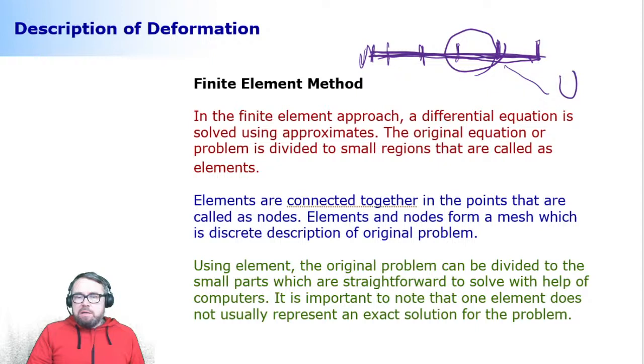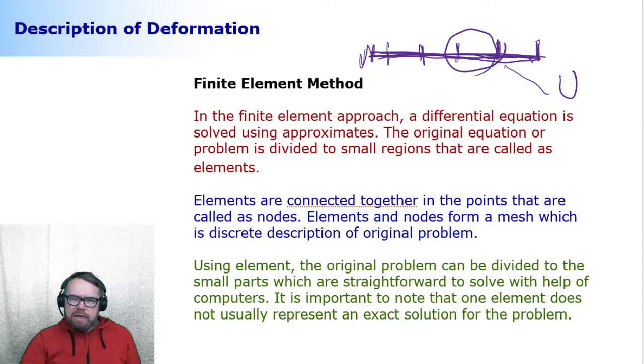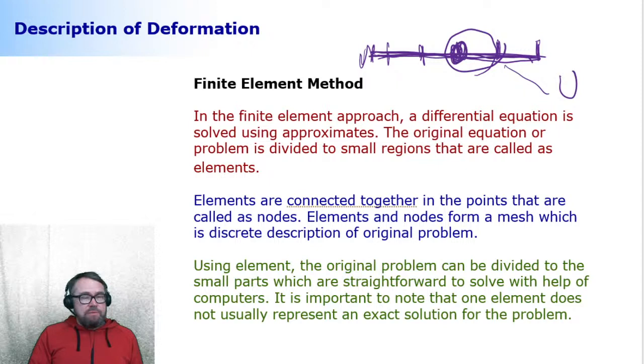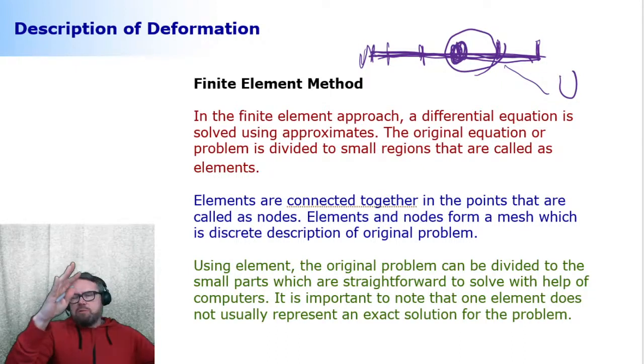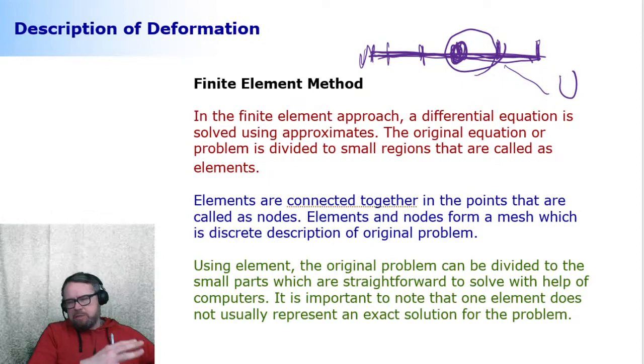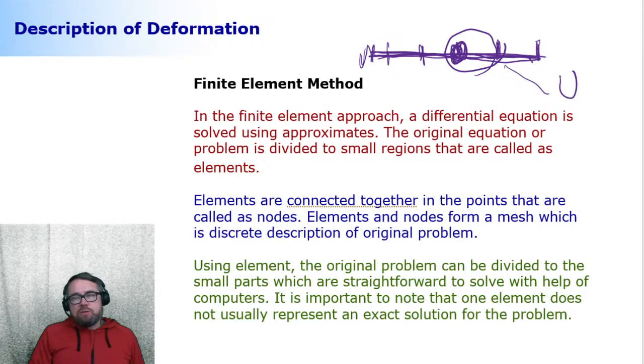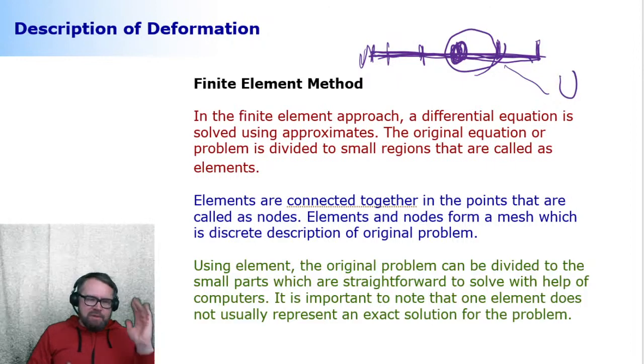Pretty much everything goes. Now, elements are connected together at points that have a particular name, and these points are called nodes. These nodes have certain degrees of freedom, which we will take a look at in a minute. Basically, you combine these elements together using the nodes, and the nodes are shared by the elements, and that's how you can model your structures. That's how it goes in a big picture.